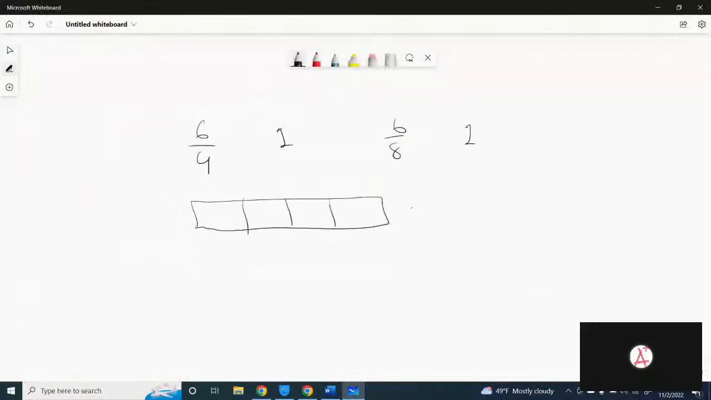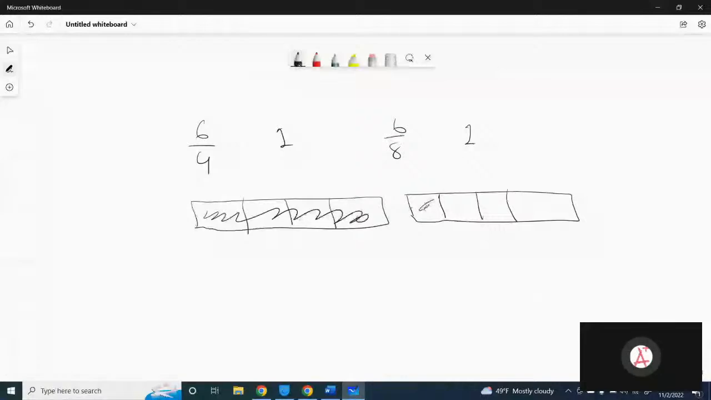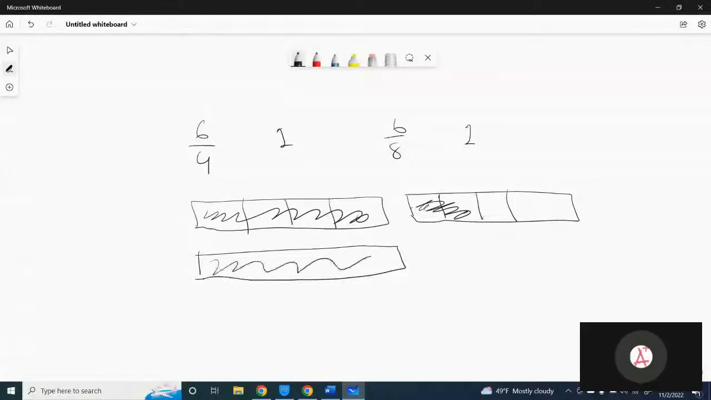1, 2, 3, 4. 2, 3, 4. Okay, 6 of them are colored. Here you have 4 and here you have 2 extra. Got it? But the one is just this. This one is just 1. Got it? So which one is greater?